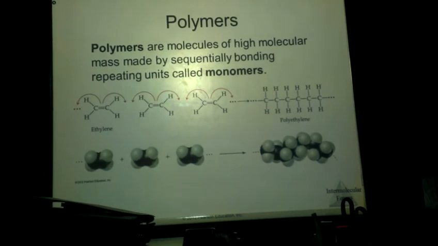So now moving over to polymers. Polymers are just molecules of a very high molecular mass. And polymers are going to have a pattern to them. They're going to have a repeating unit, and that repeating unit is called a monomer. So they're just really long chains of atoms. And these polymers are also going to be connected by covalent bonds. It's really important that we know that polymers are covalently bonded together.